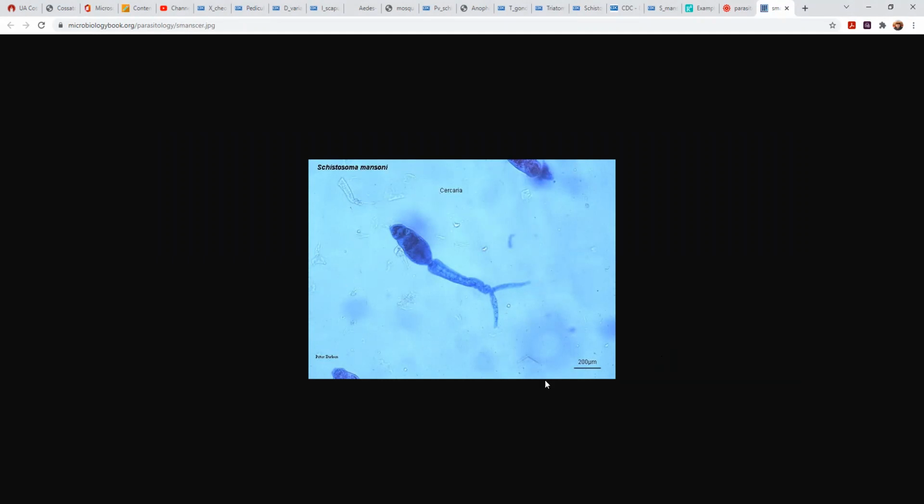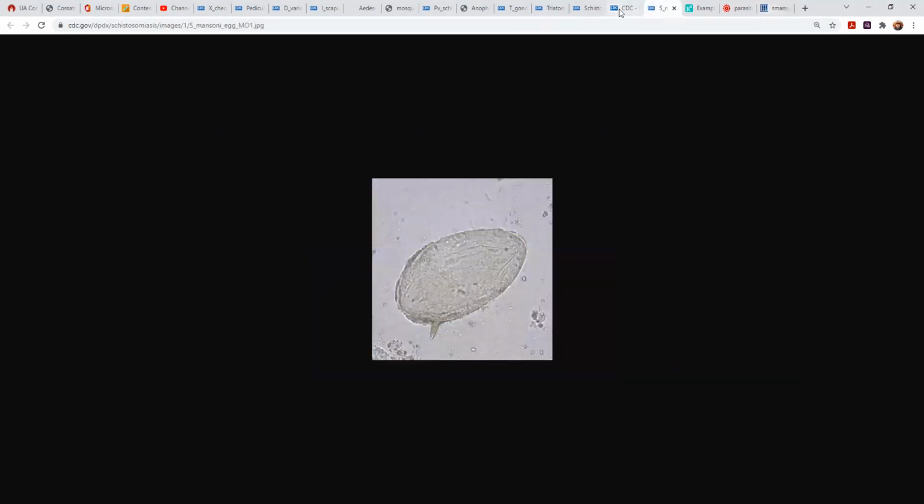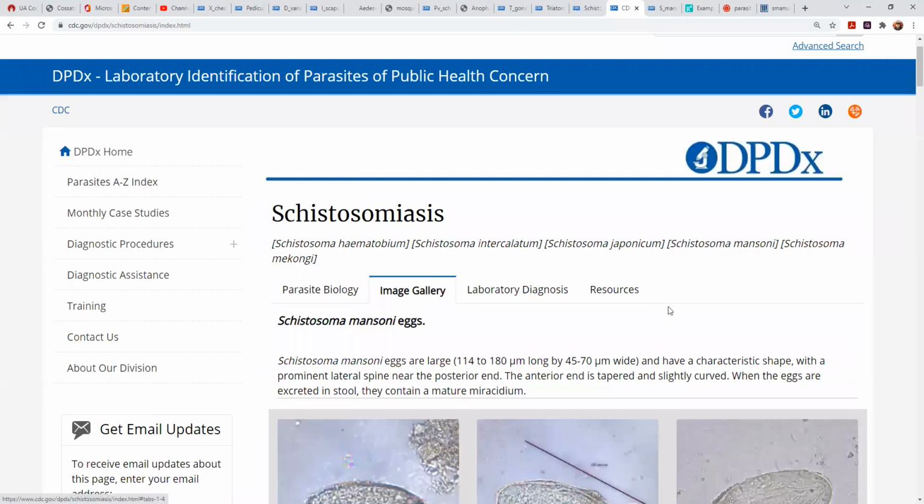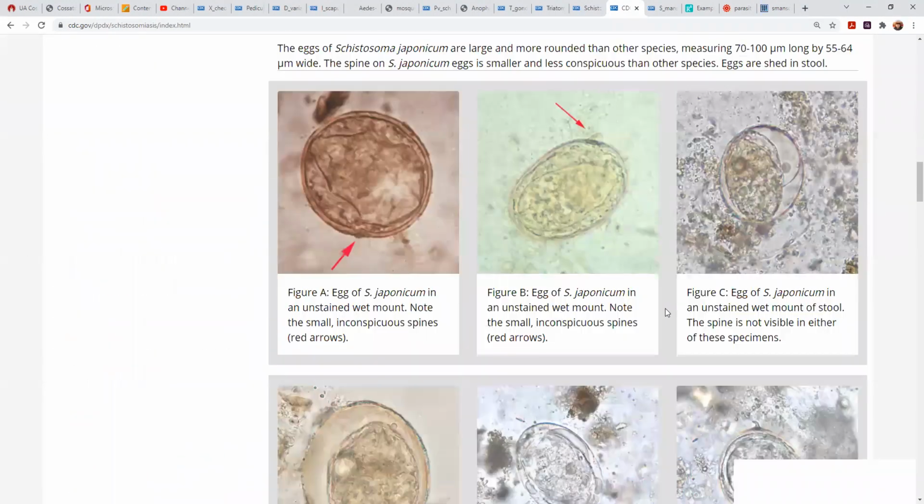And these would also be free swimming. Notice they have a really unique shape. Their head region here kind of looks like the sporocyst, but then they develop this little tail. And this allows them to swim through water. And this is what would infect the human. And then it would develop into the male and female.